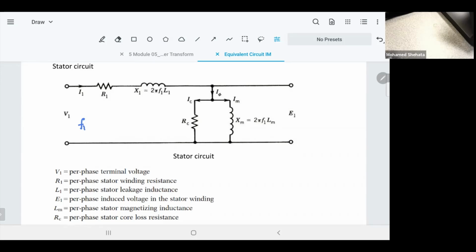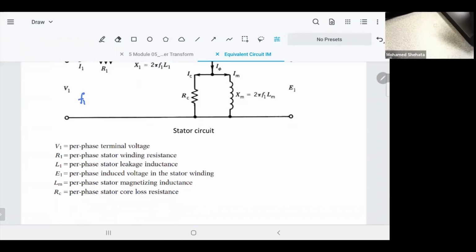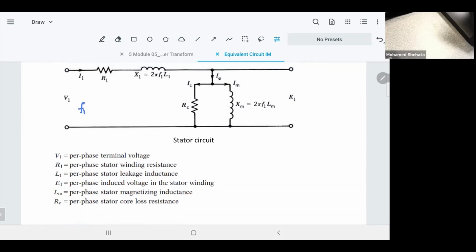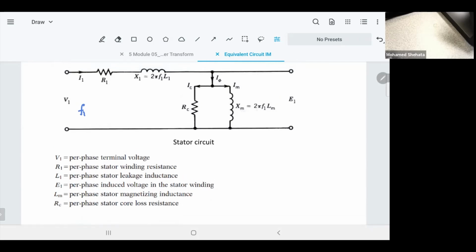You have to pay attention to the frequency because we are going to have a different frequency in the rotor circuit. And that's the magnetizing branch. It consists of two parts, as you know: RC that represents the core loss, which is power loss even if you don't have load, and XM that represents LM, the stator magnetizing inductance, which is responsible for establishing the magnetizing characteristic in the machine, especially the flux crossing the air gap.